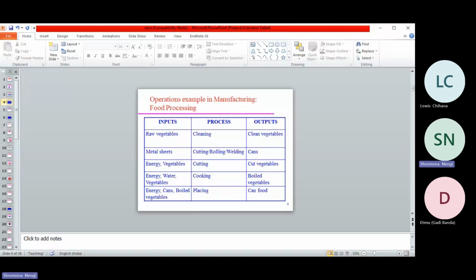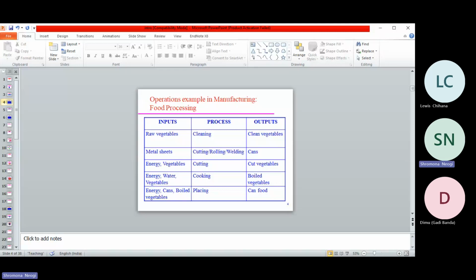Now, if I talk about the input, process, output of a food processing manufacturing organization, you can probably see the table displayed on the screen. I think it's visible. So what can be the variable inputs in operations in a food processing organization? It can be vegetables, metal sheets, water, energy, cans. Energy is what you require to prepare it to the next level. That can be any form of gas or any other form of energy you use to take the vegetables to the next level.